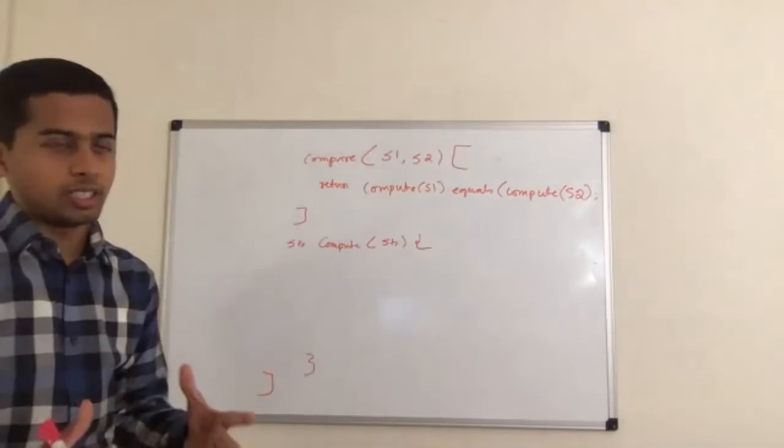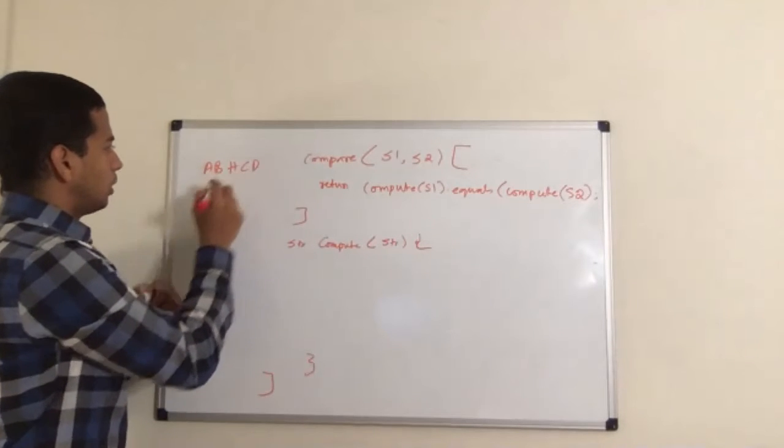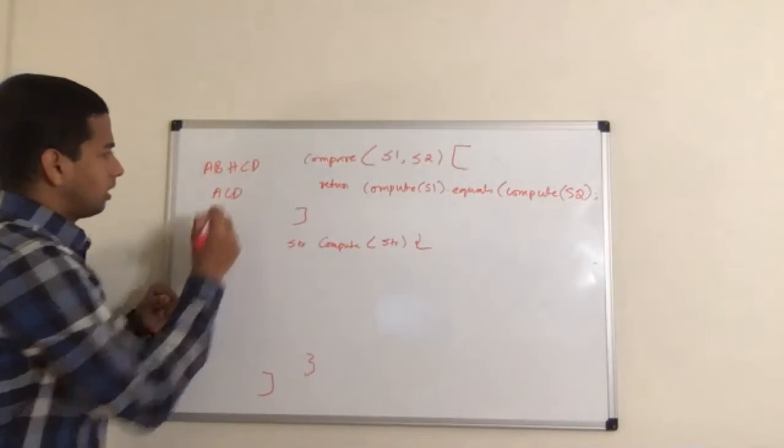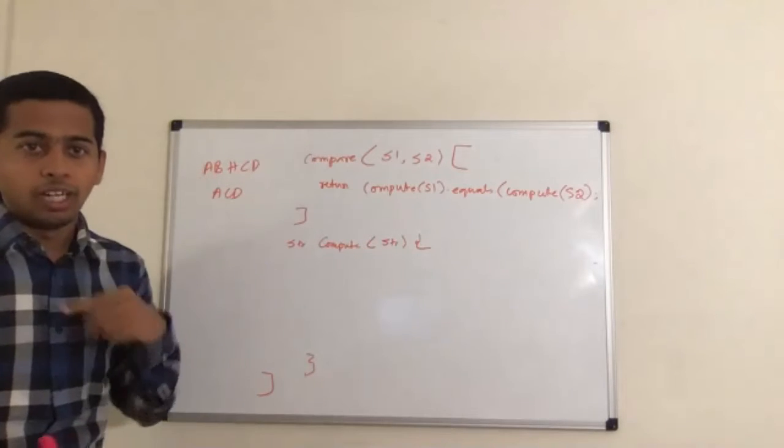So think about it logically. I said that we have to do a backspace, right? AB hash CD will become ACD. Think from a stack perspective. Whenever I have to insert, what should I do? I should do a pop, right?